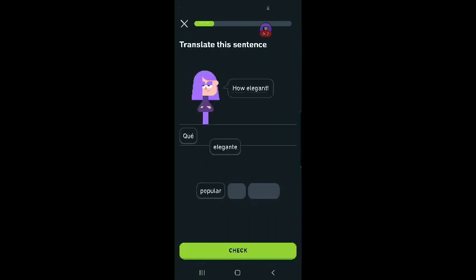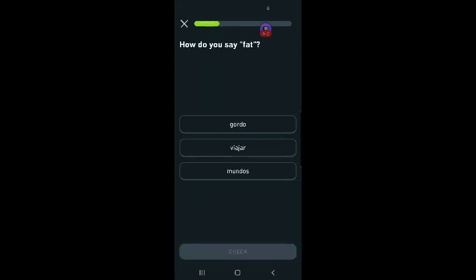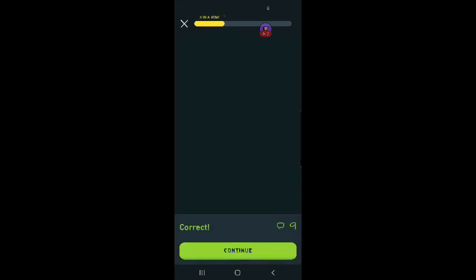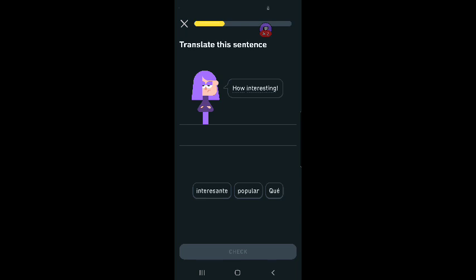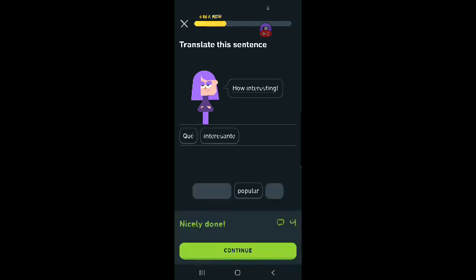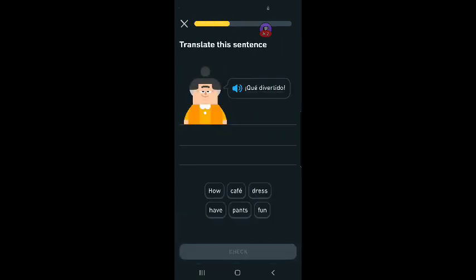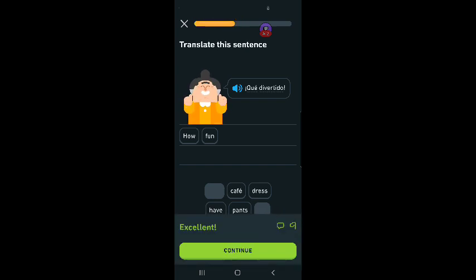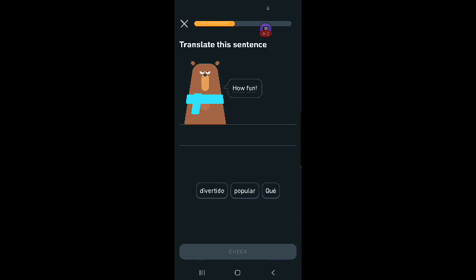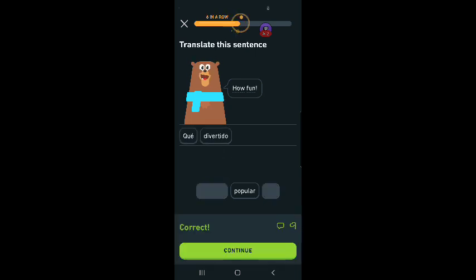How elegant. Qué elegante. How do you say fat? Gordo. How interesting. Qué interesante. Qué divertido. How fun. Esta abuela looks like a ninja. I mean, not a ninja. What's the word? Forget it. I can't remember. How fun. Qué divertido.